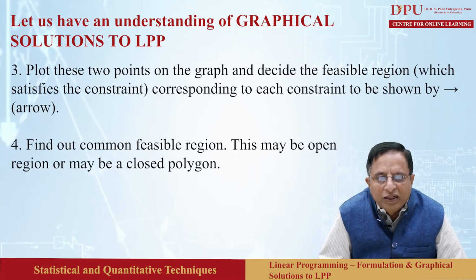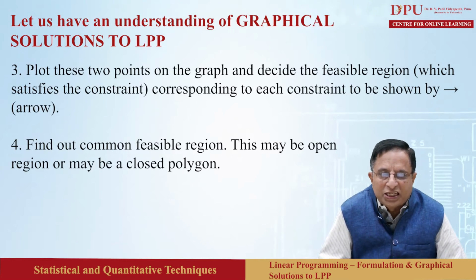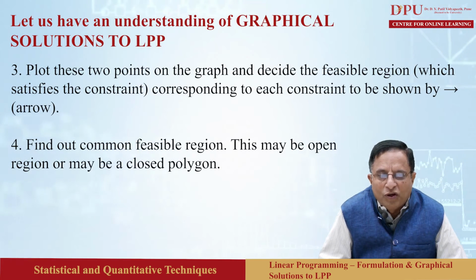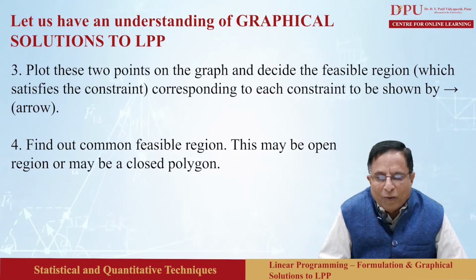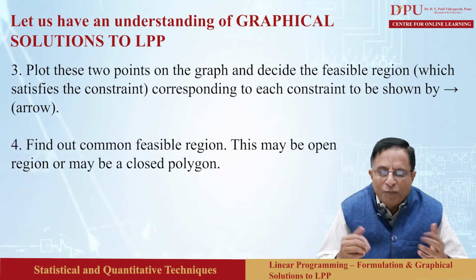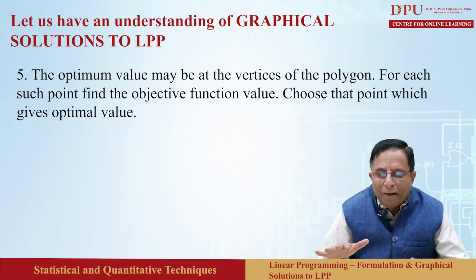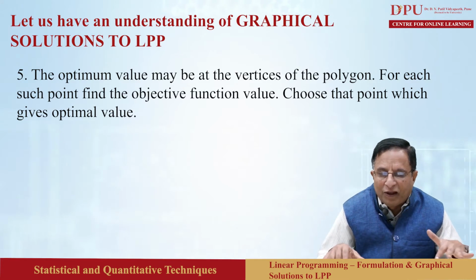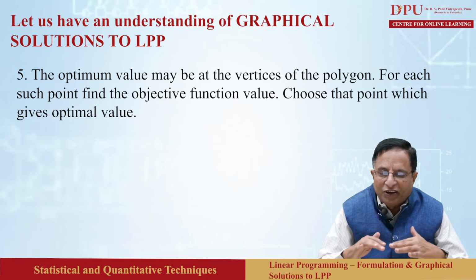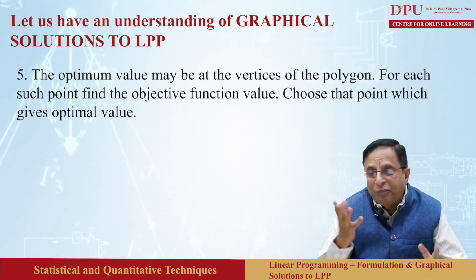Point number 3, plot these 2 points on the graph and decide the feasible region which satisfies the constraint corresponding to each constraint, to be shown by an arrow. Find out the common feasible region. This may be an open region or a closed polygon. The optimum value may be at the vertices of the polygon. For each such point, find the objective function value. Choose that point which gives the optimum value.